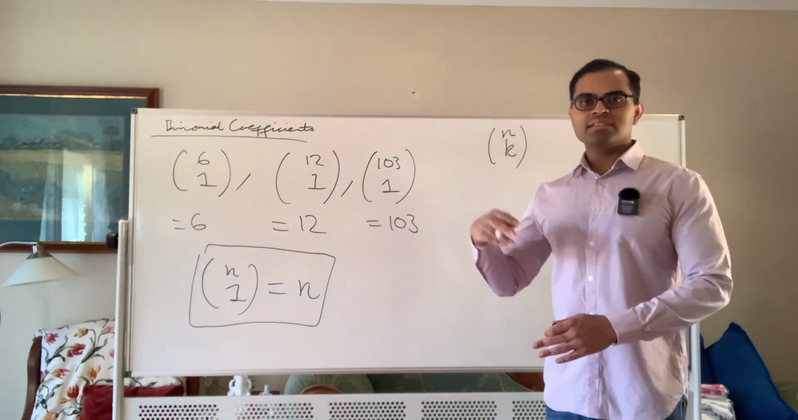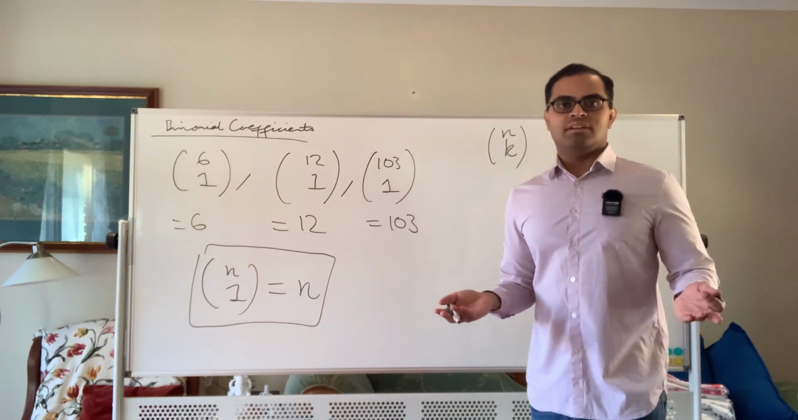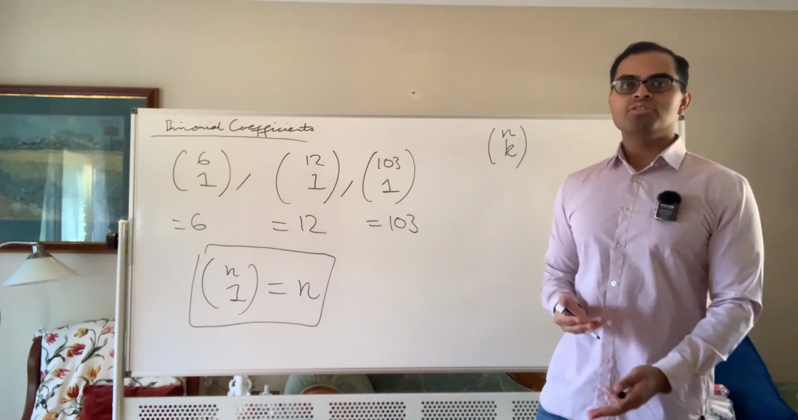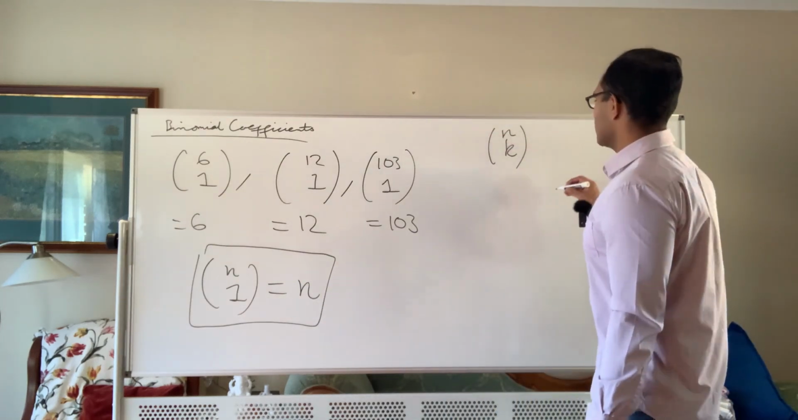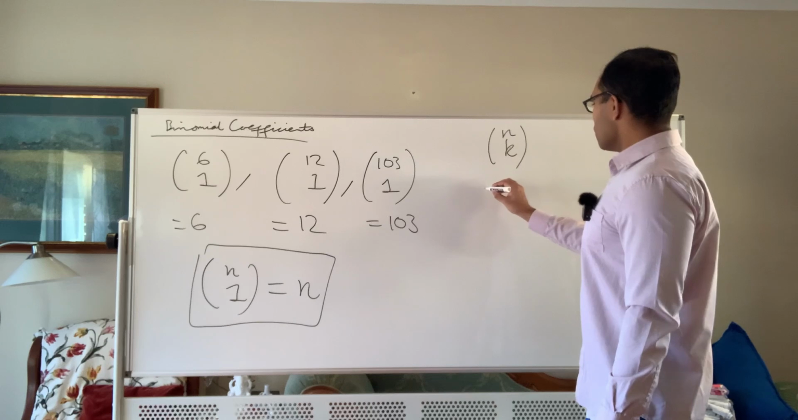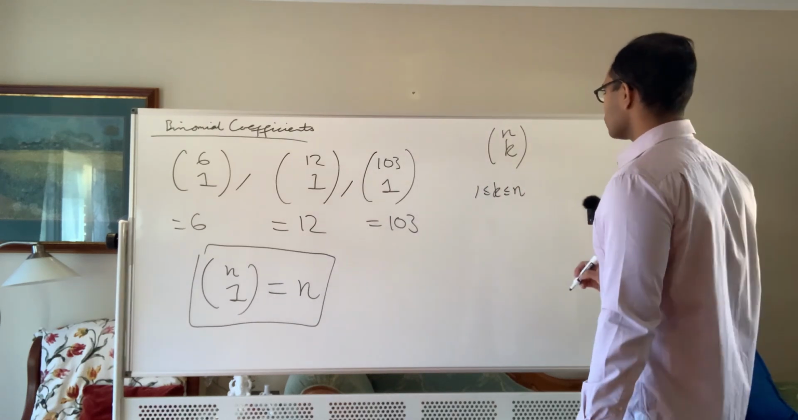If k is greater than n, then there isn't really any way of choosing k things from n. You can't choose 100 things from 10. So you'd say it's 0. So we're interested in the case where k is less than or equal to n, that is, 1 is less than or equal to k, which is less than or equal to n.